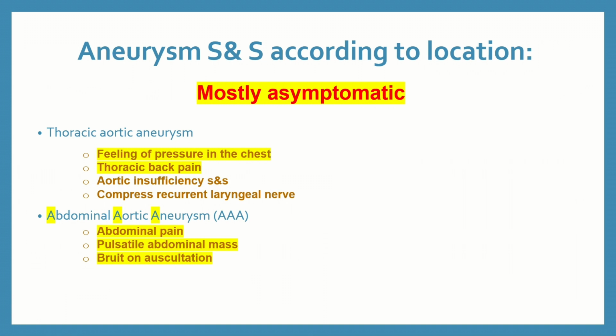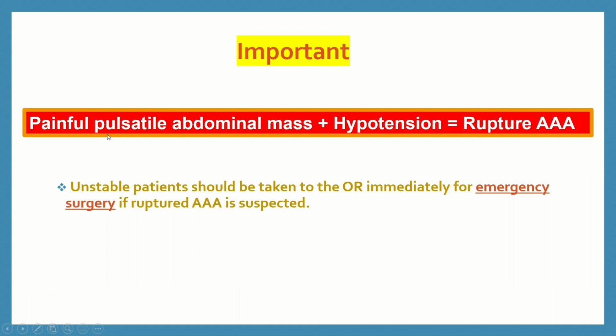So aneurysms are mostly asymptomatic. Thoracic aortic aneurysm can cause feeling of pressure in the chest, thoracic chest pain, thoracic back pain, signs and symptoms of aortic insufficiency or hoarseness due to the compression of recurrent laryngeal nerve. Abdominal aortic aneurysm can cause abdominal pain, pulsatile abdominal mass, and bruit on auscultation. So, if the patient comes to you with a painful pulsatile abdominal mass and hypotension, that means the patient has a ruptured abdominal aortic aneurysm, and you need to take him immediately to the OR to do an emergent surgery.